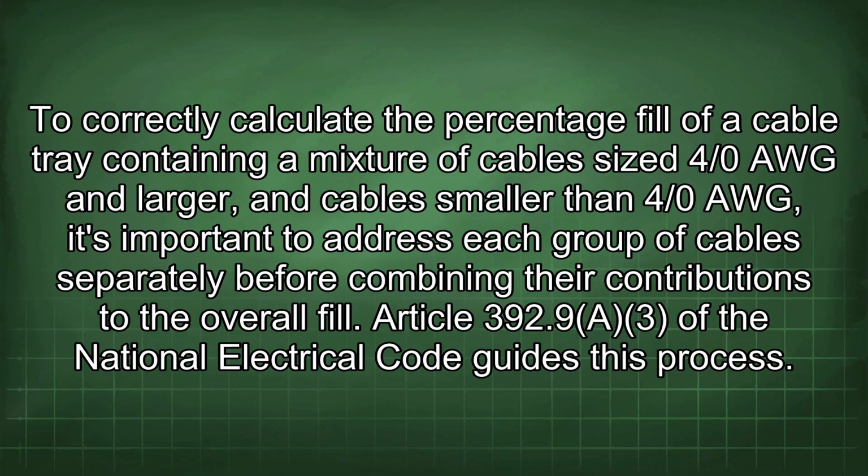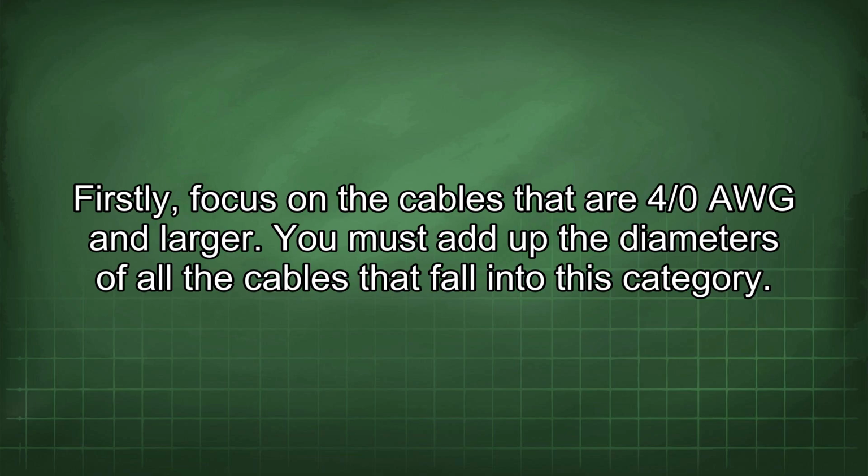To correctly calculate the percentage fill of a cable tray containing a mixture of cables size 4/0 AWG and larger, and cables smaller than 4/0 AWG, it's important to address each group of cables separately before combining their contributions to the overall fill. Article 392.9 A3 of the National Electrical Code guides this process. Firstly, focus on the cables that are 4/0 AWG and larger.